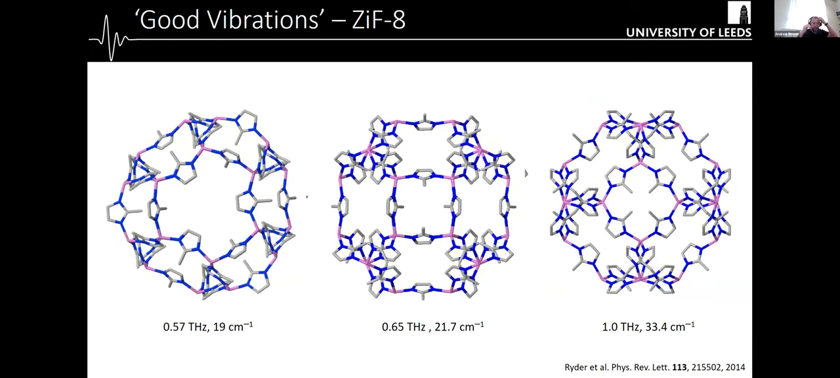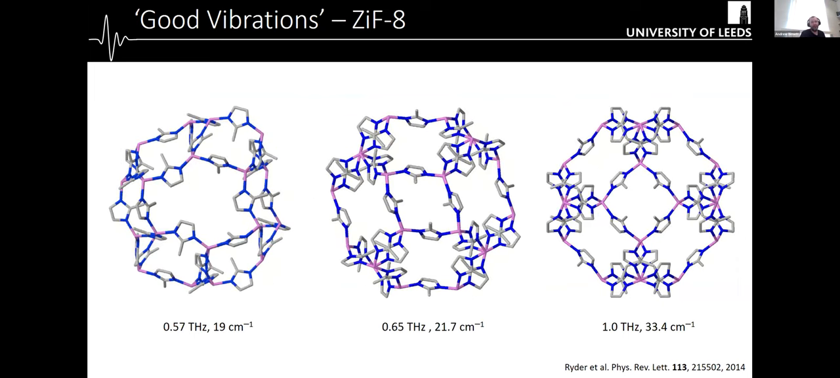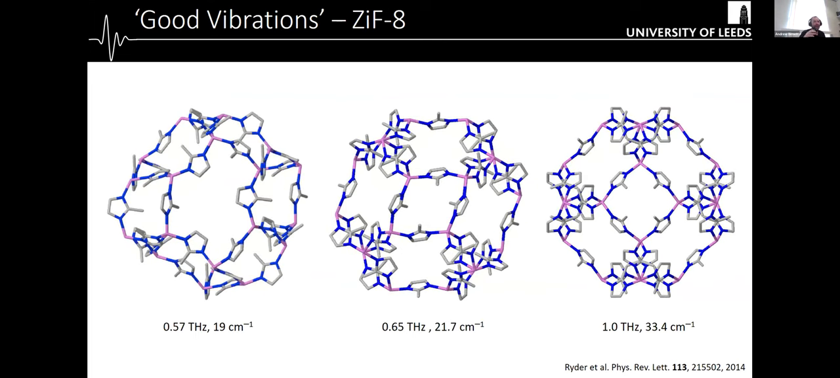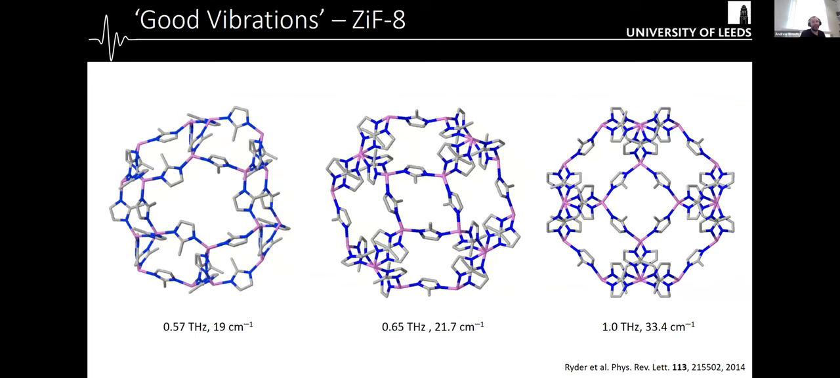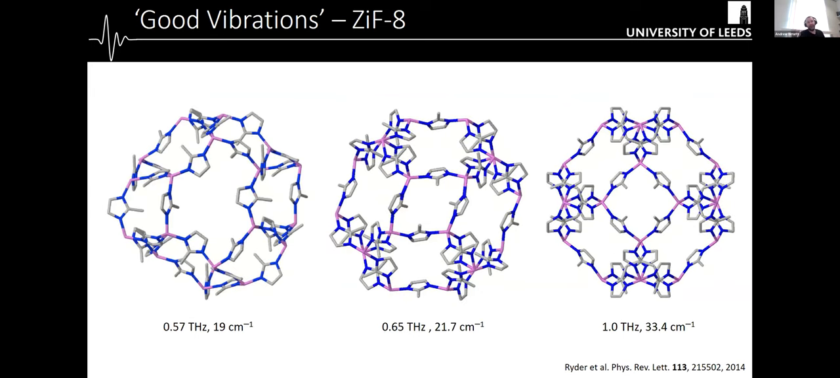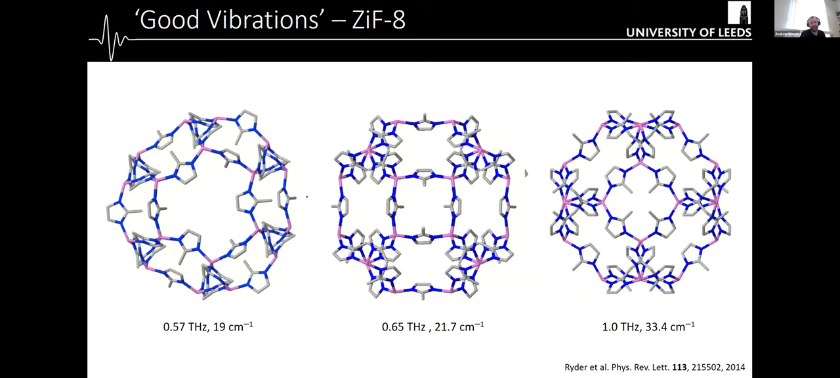To give you an indication of why we might be particularly interested in terahertz pumping, this is just one example I've pulled from a few years ago. And these are DFT animations from various low frequency vibrations in SIF-8. But really, these kinds of vibrations are involved in lots of the MOFs or other modern materials that we might be looking at for catalytic materials.